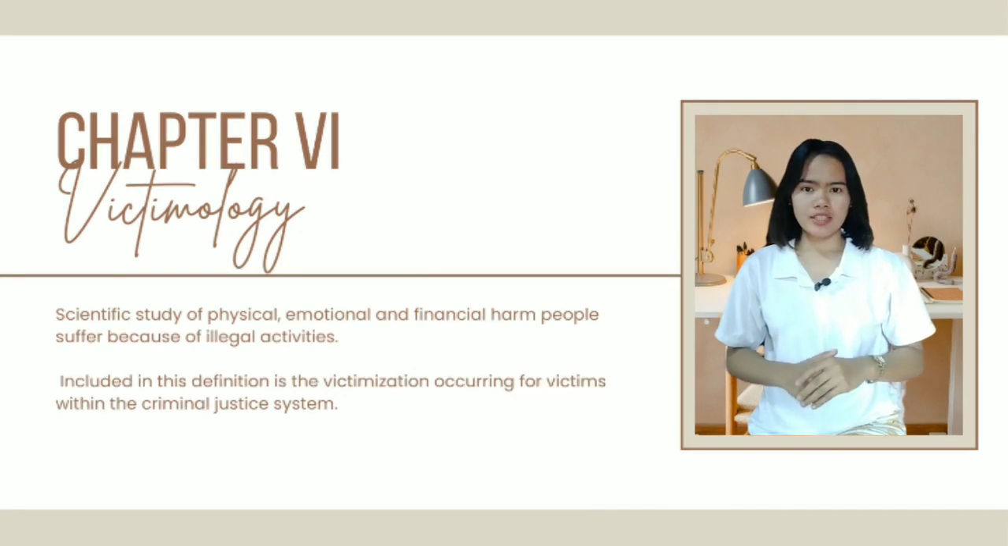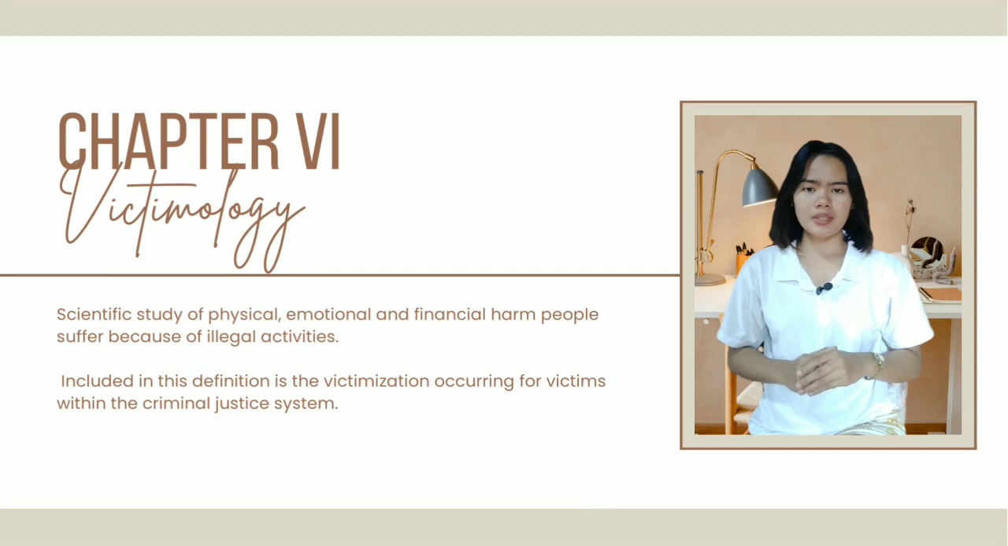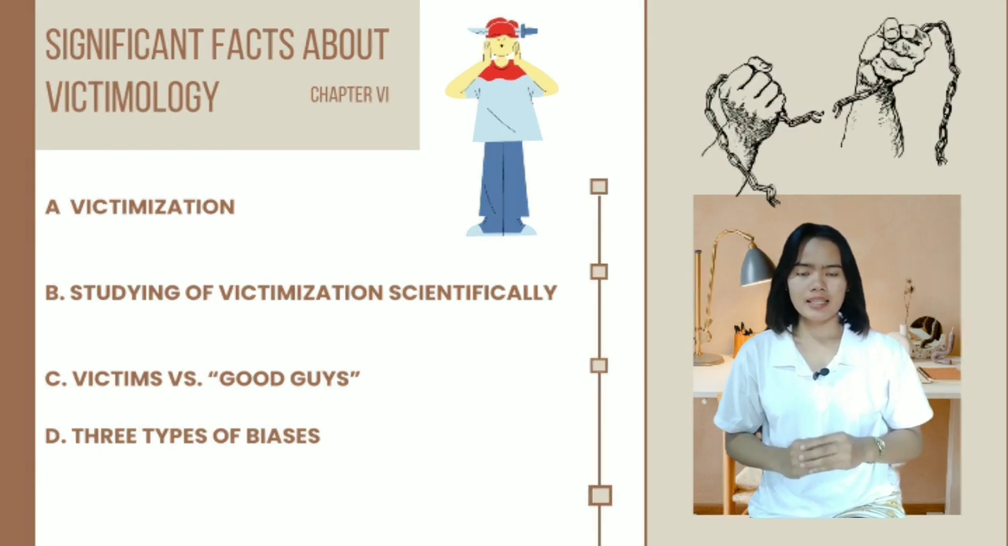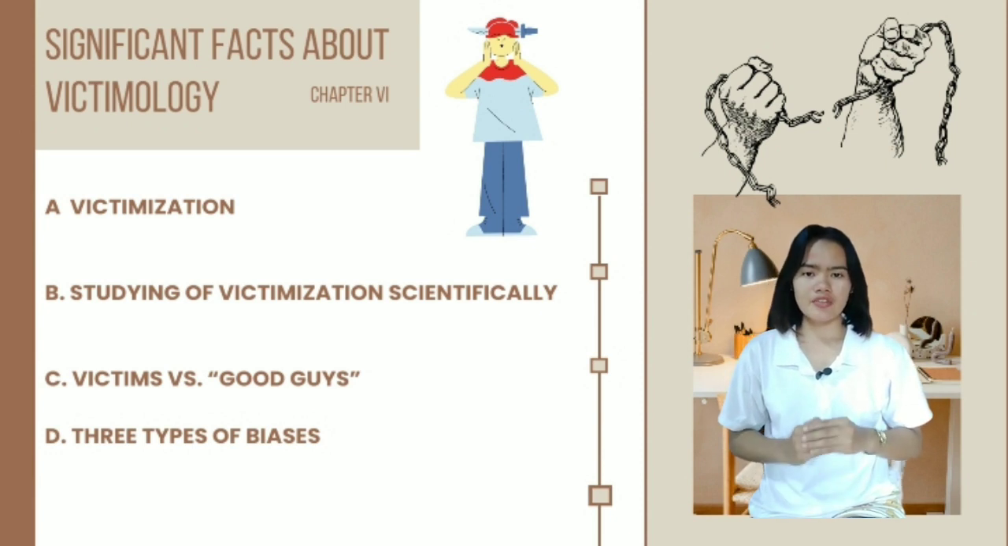Now, let us move to the last chapter of this video, the victimology. Victimology is a scientific study of physical, emotional, and financial harm people suffer because of illegal activities. Included in this definition is the victimization occurring for victims within the criminal justice system. So, when we say victimization, it is an asymmetrical interpersonal relationship that is abusive, painful, destructive, parasitical, and unfair.